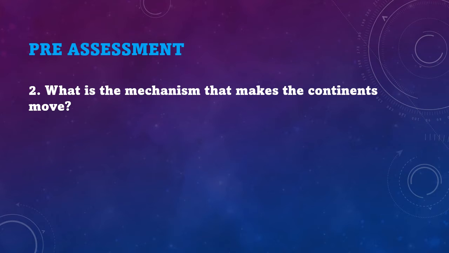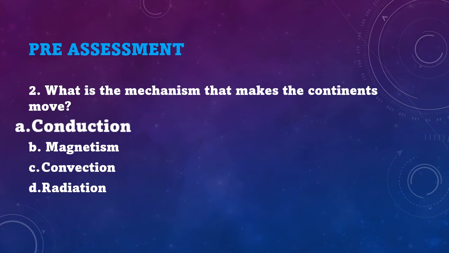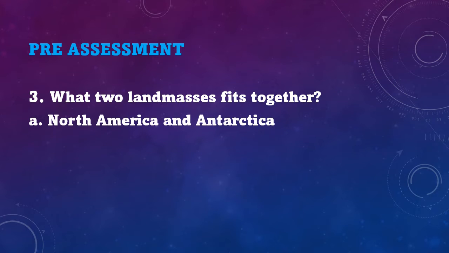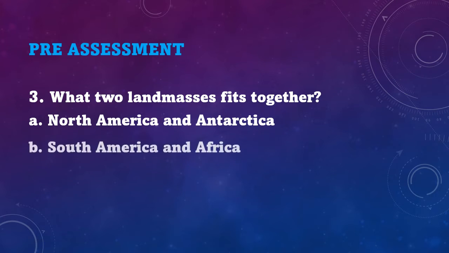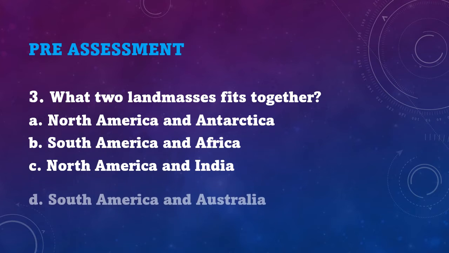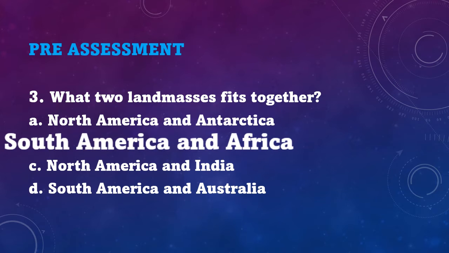Number 2. What is the mechanism that makes the continents move? Letter A. Conduction. Letter B. Magnetism. Letter C. Convection. D. Radiation. The correct answer is convection. Number 3. What two land masses fit together? Letter A. North America and Antarctica. Letter B. South America and Africa. Letter C. North America and India. Letter D. South America and Australia. The correct answer is South America and Africa.